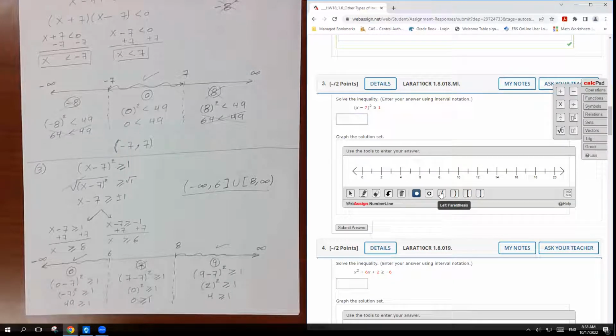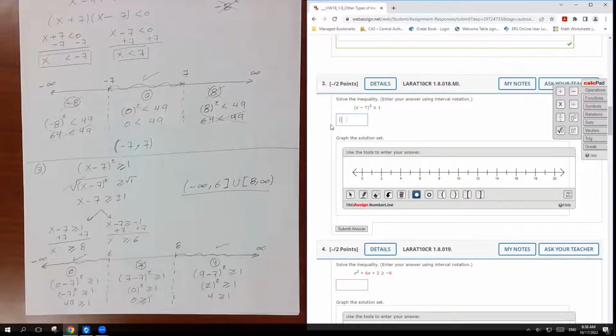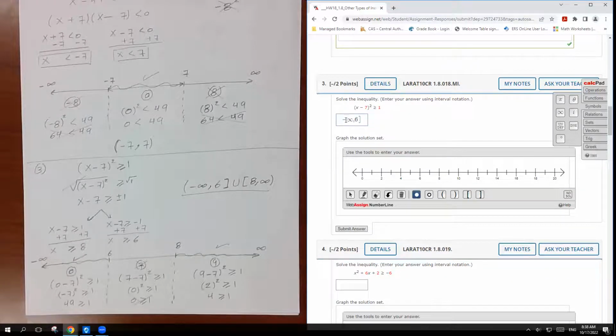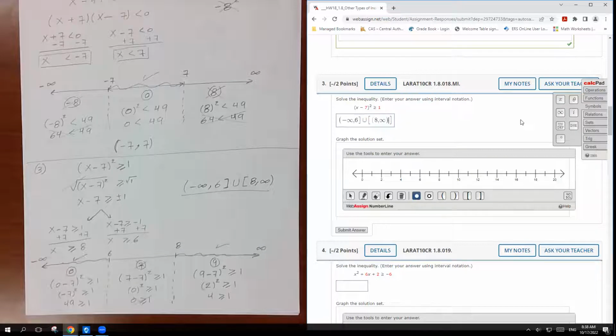So we're gonna put parentheses, negative infinity, comma 6, and the bracket. That's the hard part. Make sure it's only union, bracket from 8, comma, to infinity, and put parentheses.